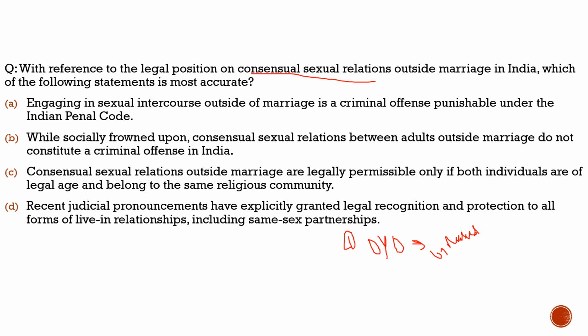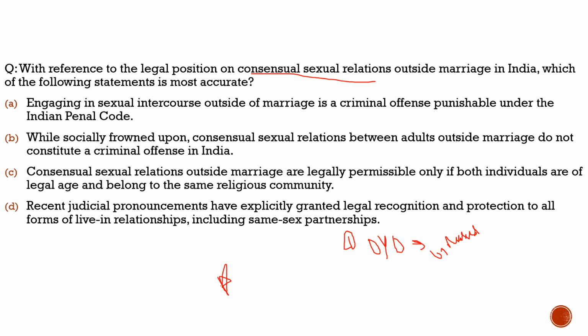So here a question can come to your mind. If you are an IAS aspirant, you should ask how can anybody in our country stop two adults from doing whatever they want to do? For example, if there are two adults willing to have a sexual relationship, how can anybody stop them? Now here we want to understand what is the status of consensual sexual relation in our country outside marriage.